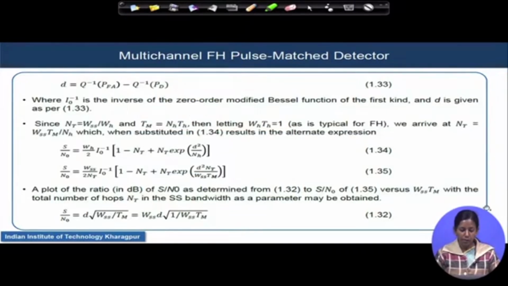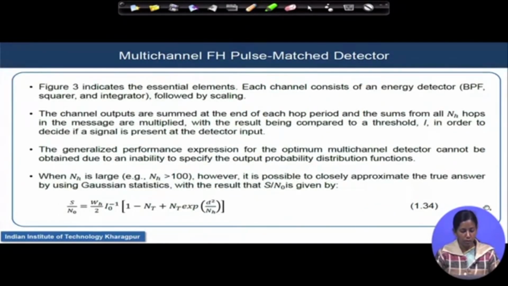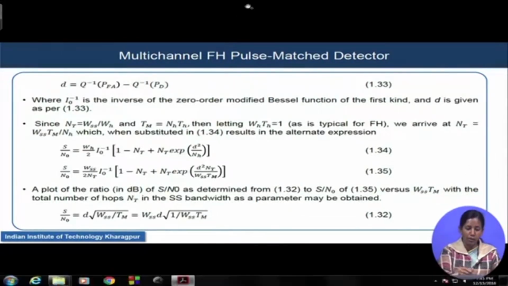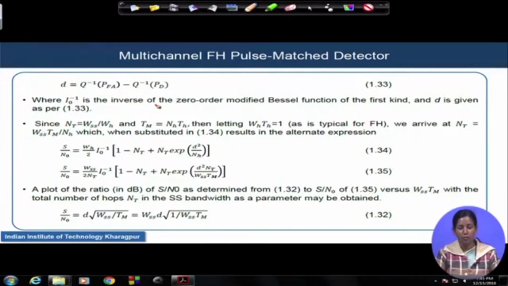And remember, in this expression of the SNR, we have a quantity called D and this I0. We have seen the expression for D earlier also. It is the difference between the inverse of the probability of false alarm and the inverse of the probability of detection. I0 to the power minus 1 is the inverse of the zero order Bessel function of the first kind.